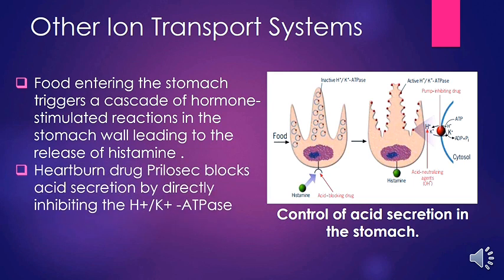The heartburn drug Prilosec blocks acid secretion by directly inhibiting the hydrogen-potassium ATPase, whereas several other acid-blocking medications interfere with activation of the parietal cells. Acid-neutralizing medications provide basic amines that combine with the secreted protons.